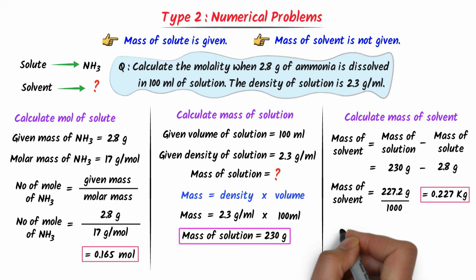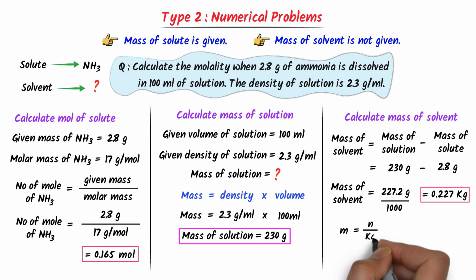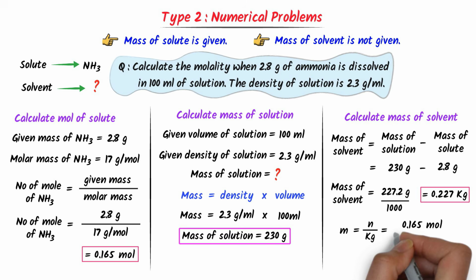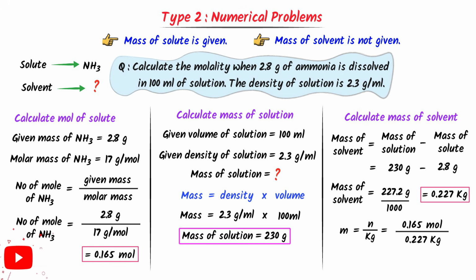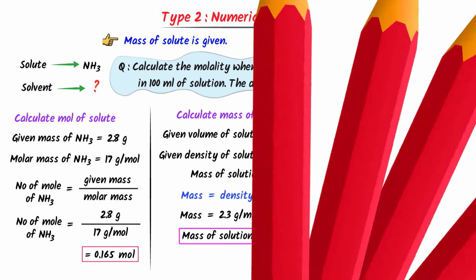We know that molality is equal to n upon kg. I write molality is equal to the number of moles of the solute, which is 0.165 moles, upon the mass of the solvent, which is 0.227 kg. After calculation, I get 0.727 mole per kg. Thus, the molality of this solution is 0.727 mole per kg. Hence, note down the second numerical problem.